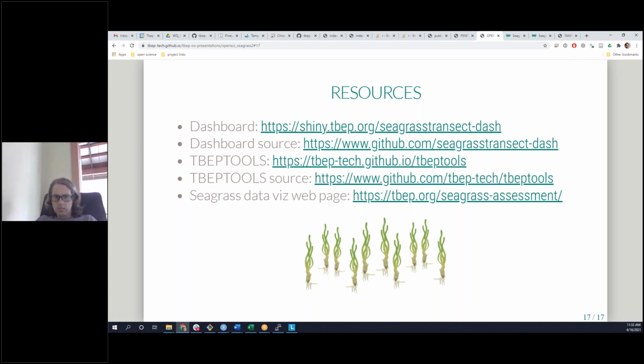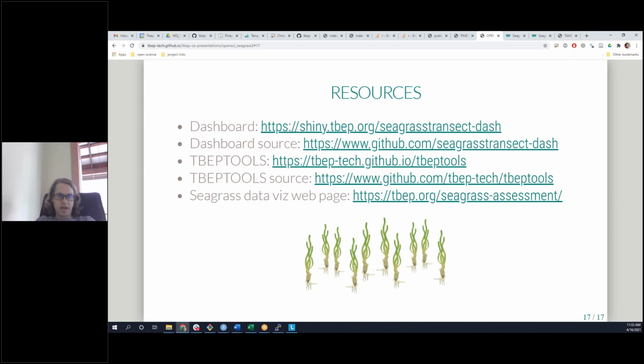Okay, there's a question in here. Are there plans to extend the tools beyond Tampa Bay? Are the codes and graphing capabilities able to be applied to other Transect data sets? Short answer is yes. That's one of the reasons we produce these things in an open format.